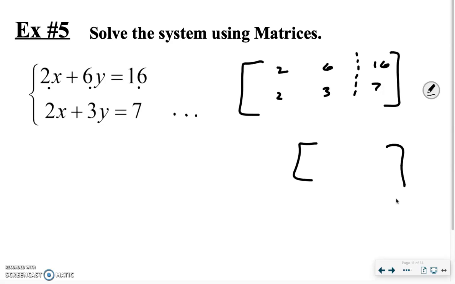I'm trying to get ones on the diagonal, 0 underneath. I'm actually going to push us to go one step further. We're going to get reduced row echelon form. This is only one more step, and then we can have our answers directly. But that's what we're trying to obtain.